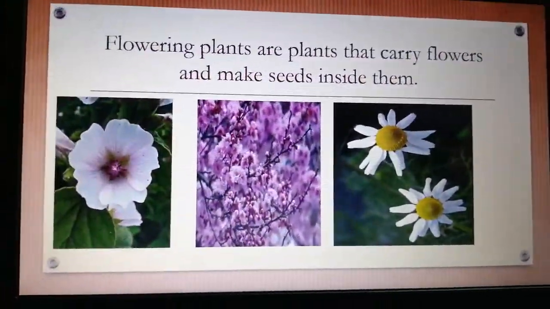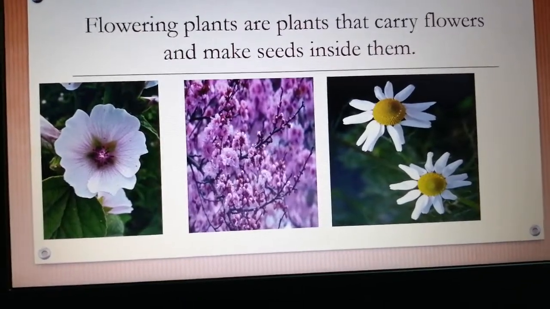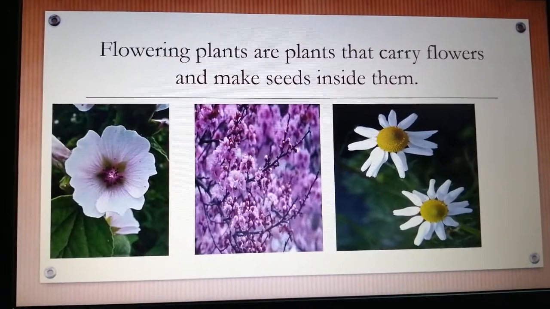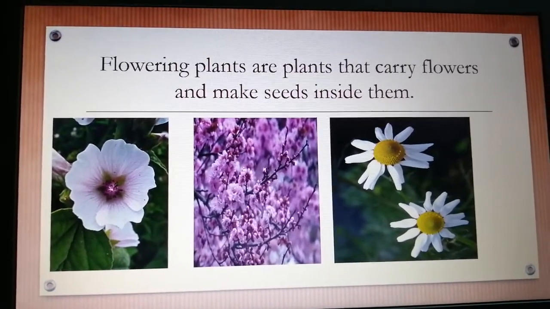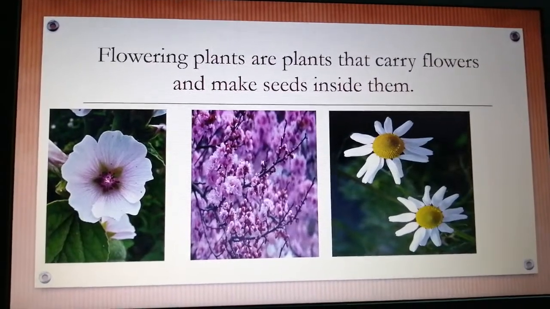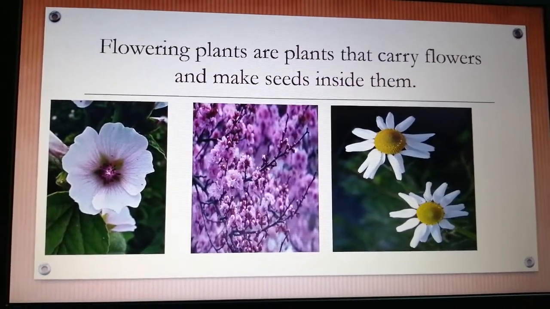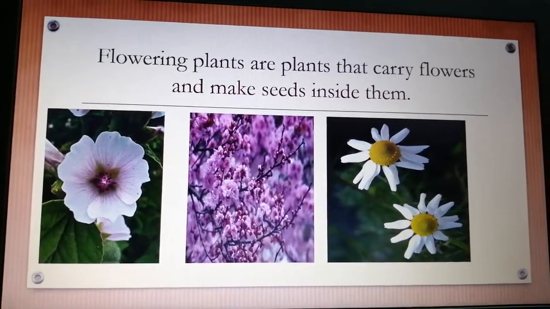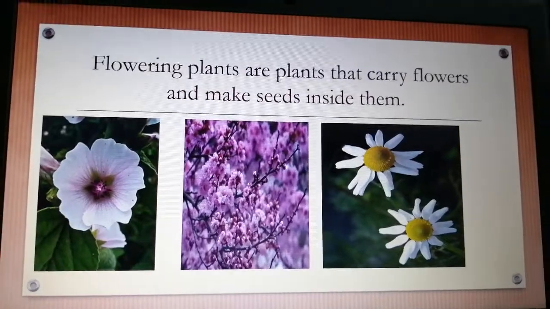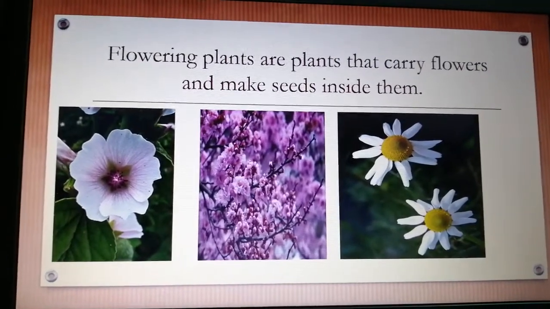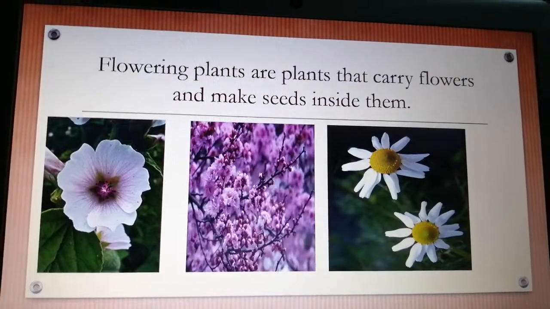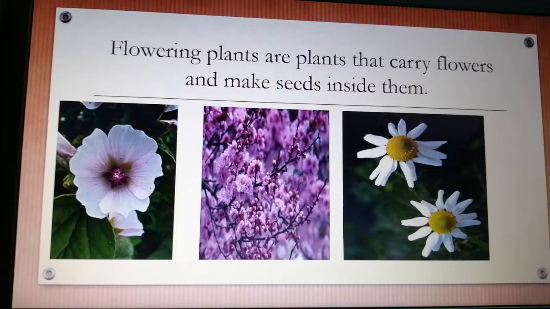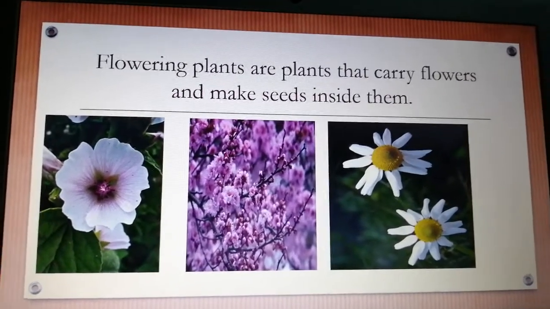In the first picture, the plant is a cherry tree. Cherry tree is a flowering plant. Why? Because it carries flowers. Also in the second picture, we have marshmallow. Marshmallow is also a flowering plant because it carries flowers. The third picture is chamomile, which is also a flowering plant because it carries flowers. So flowering plants are plants that carry flowers and make seeds inside them.